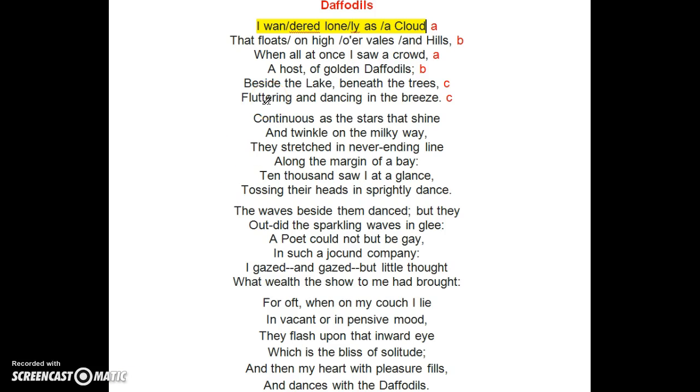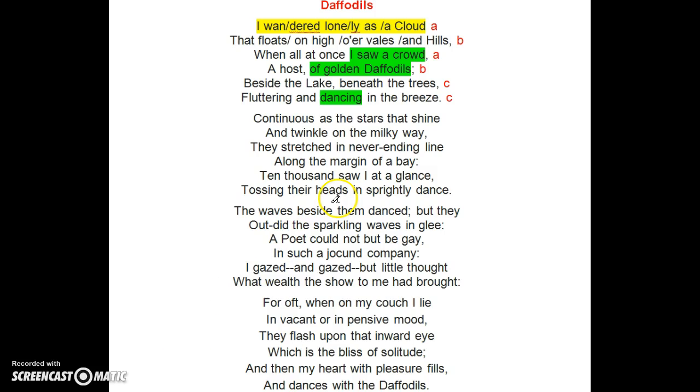Again, another personification occurs in line 3, where daffodils are personified as a crowd of people. A crowd of golden daffodils. The verb Wordsworth uses, dance, is usually associated with people. So Wordsworth is ascribing to them an action.